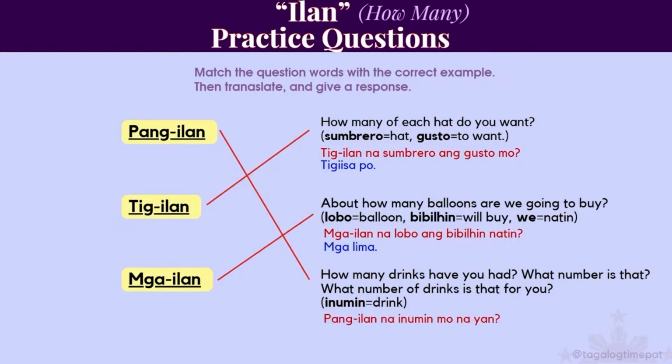How many drinks have you had? What number is this? What number of drinks is that for you? All of that is encompassed by this one question. Pang ilan na inumin mo na yan? Pang-apat na ito. This is my 4th. So do you see how that one is asking about the order of your drinks or how many you've had? And then your response is just that order. So this is the 4th. Pang-apat na ito. All right.